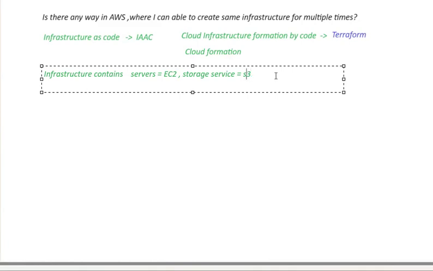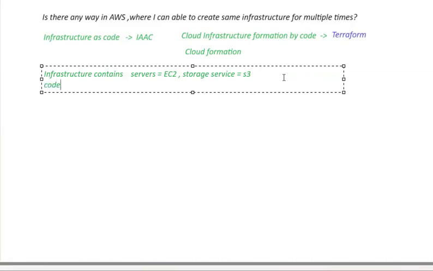Now, can I create the infrastructure for both EC2 and S3 by using a single code? Yes, you can create the infrastructure for both EC2 and S3 by using a single code. You can write that code in Terraform. Once you run the code, it will create the infrastructure for EC2 as well as S3 in your account.